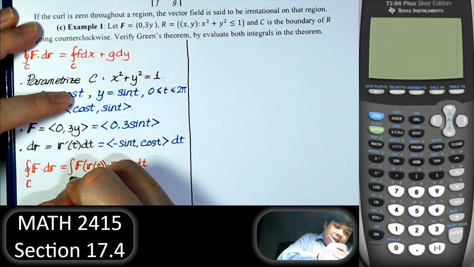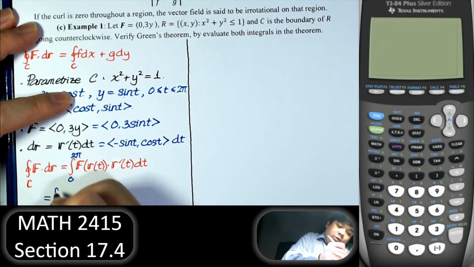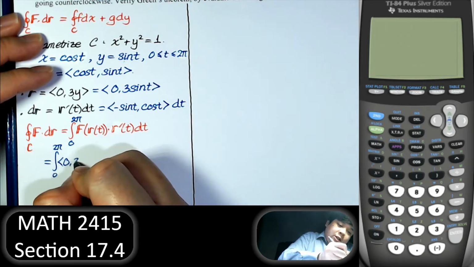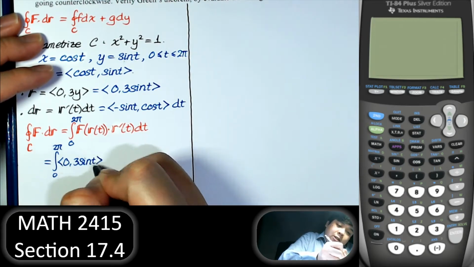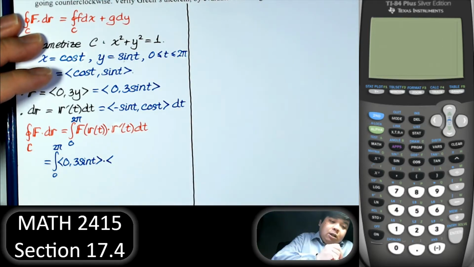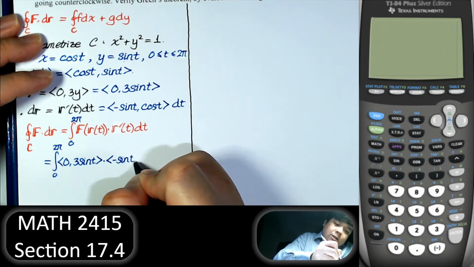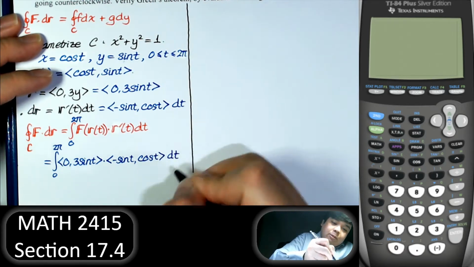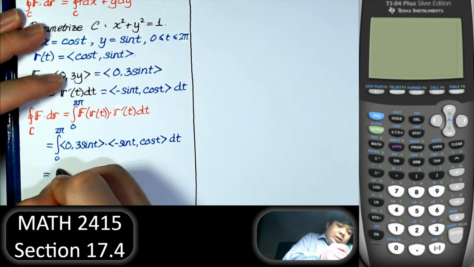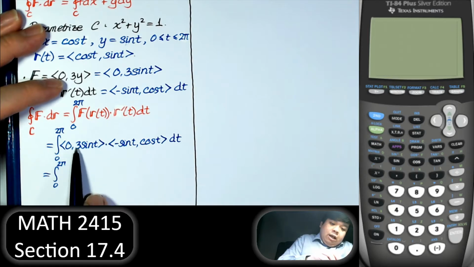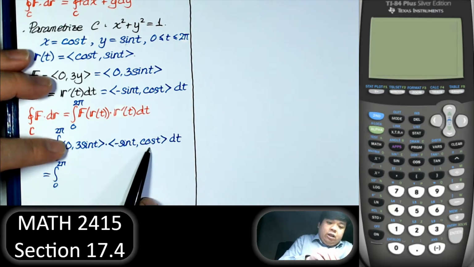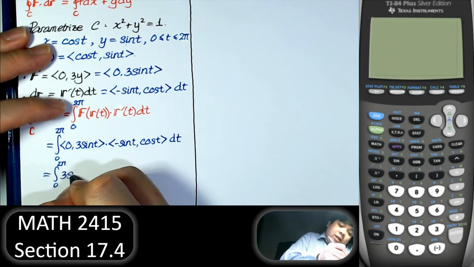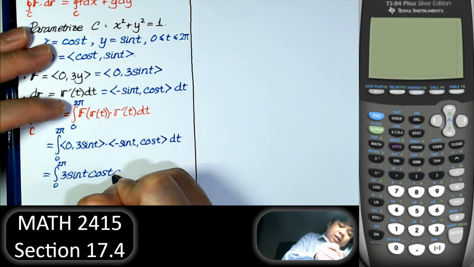t goes from 0 to 2 pi. So we have the integral from 0 to 2 pi of the vector field 0 and 3 sine t, dot negative sine t and cosine t, dt. The dot product gives us 0 times negative sine t, that's 0, and 3 sine t times cosine t, so we have 3 sine t cosine t dt.